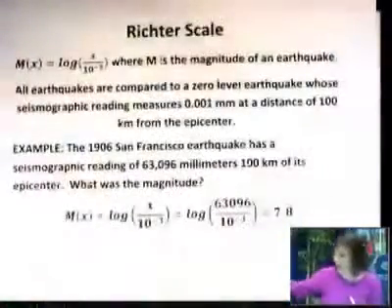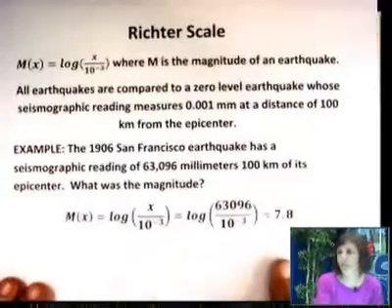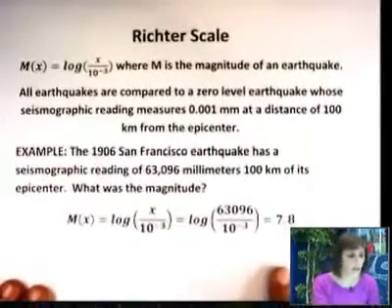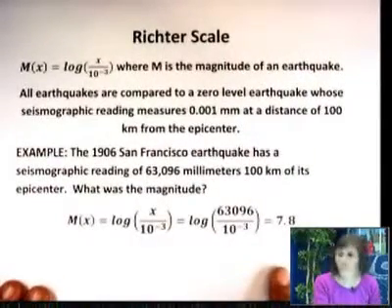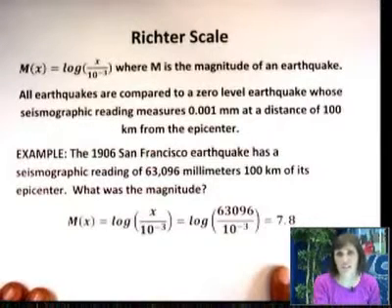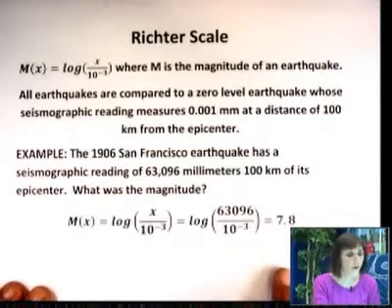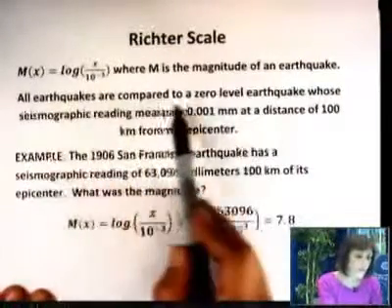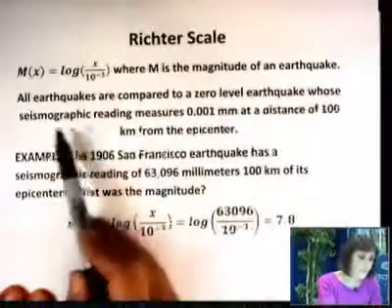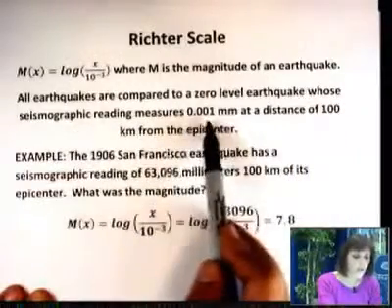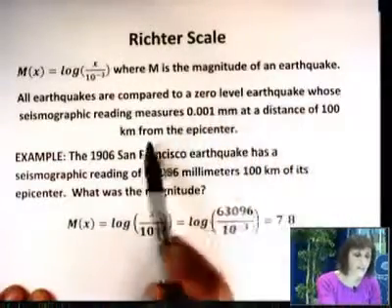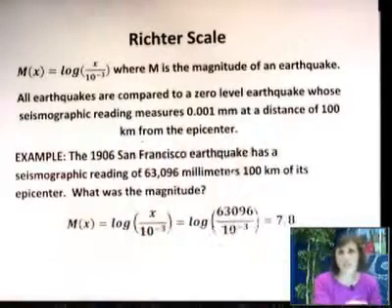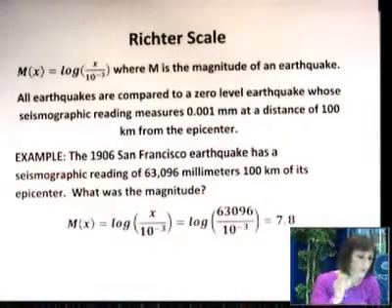Okay. The last one that I want to go over is the Richter scale, because we are in earthquake country. The Richter scale measures earthquake intensity. Here's some physics information for you. All earthquakes are compared to a zero-level earthquake whose seismographic reading measures 0.01 millimeter at a distance of 100 kilometers from the epicenter. Epicenter is where the earthquake occurs.